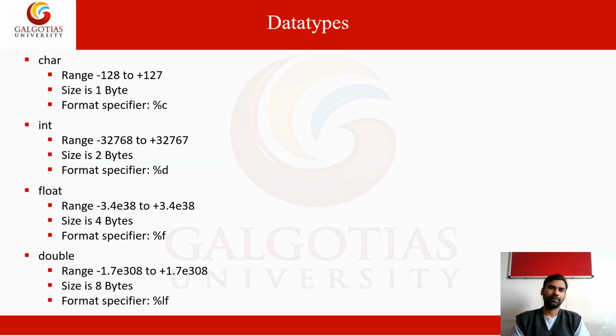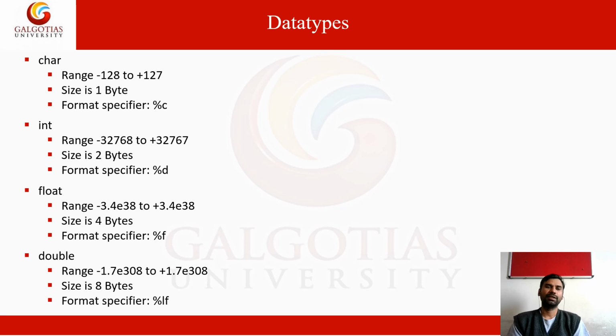So we see the data types one by one. First one is character, char. It ranges from minus 128 to plus 127. The size of a character is 1 byte. A byte means 8 bits, so totally 8 bits is 1 byte. To specify the format here, it is percentage c. The c is the character type.